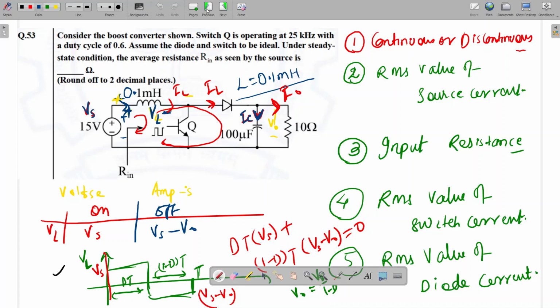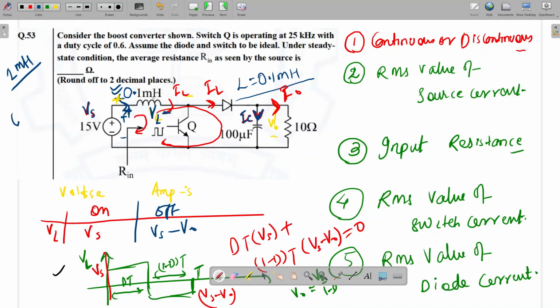Continue. Sir, what does it mean? Discontinuous. Continuous or discontinuous? See here, in the GATE question they have given the inductor as 1 millihenry. Okay, I have changed that value to 0.1 millihenry.